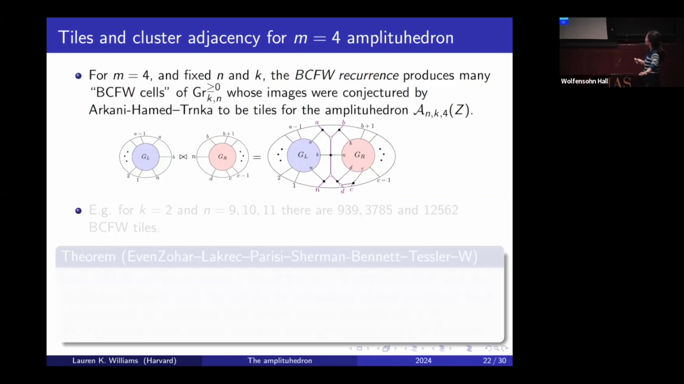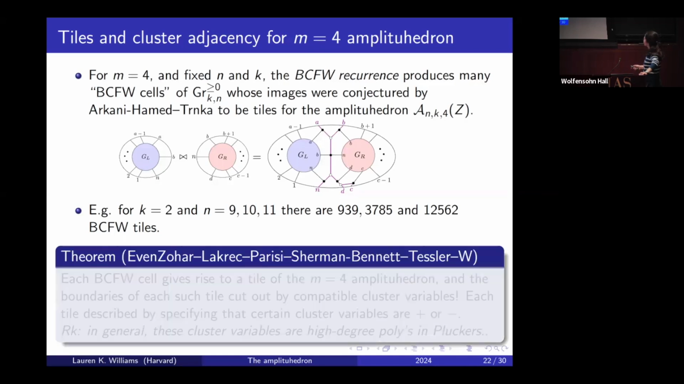So there's a graphical way to build these cells. And just to give you a taste of how many there are, when k is 2 and n is 9, 10, 11, there's this many BCFW tiles. This is just a number of tiles.